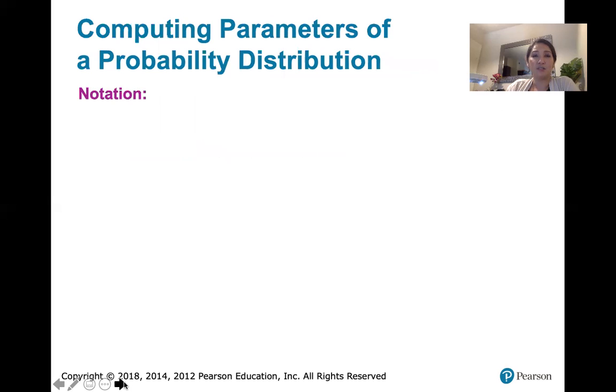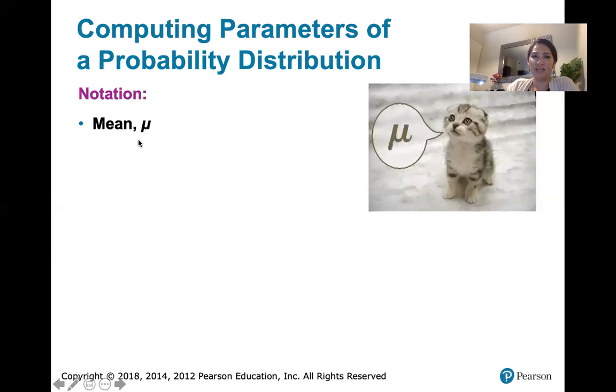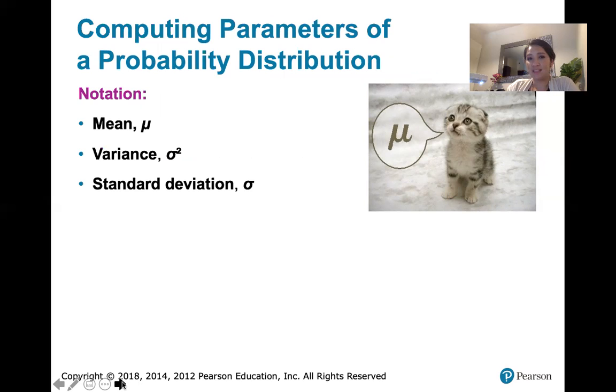Now, if you want to compute the parameters for a probability distribution, this is the notation. Remember, mean is represented by mu whenever you're talking about the population mean. The population variance and population standard deviation are represented by sigma squared and sigma, lowercase sigma, respectively. And they're calculated using these formulas. In order to find the mean, you'll take that value of the random variable x and you'll multiply it by the corresponding probability. You'll add all of those together, and that's going to give you the mean.